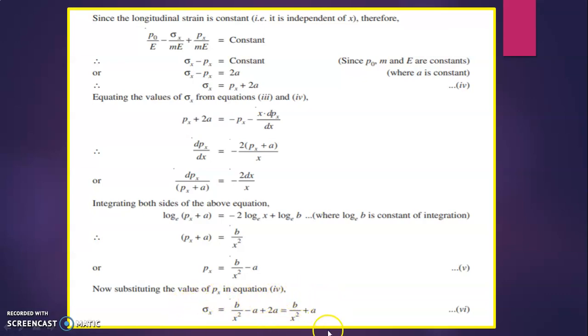You have to remember only these two formulas: Px, the radial stress, is given by B divided by x square minus A, and the circumferential stress, sigma x, is given by B divided by x square plus A. If you substitute Px in equation 4 for sigma x, you get Px plus 2A, that is B divided by x square minus A plus 2A. Simplifying, you get B divided by x square plus A.